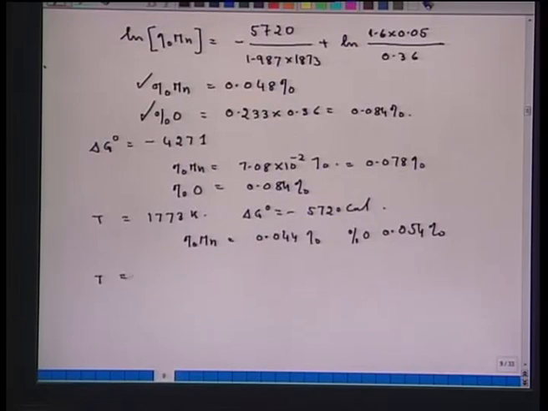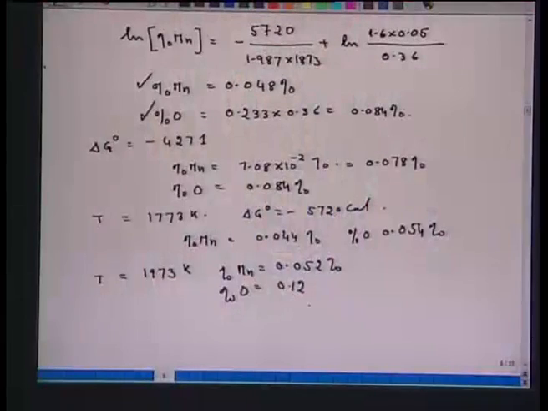Now, similarly, if we take for example T equal to 1973 Kelvin, then we can calculate percent manganese, that is equal to 0.052%, and percent O, that is equal to 0.12%. Now, naturally, the percent oxygen will also be affected because of the temperature. As temperature increases, the solubility of oxygen also increases. So, we are getting percent O as 0.12% at 1973 Kelvin.